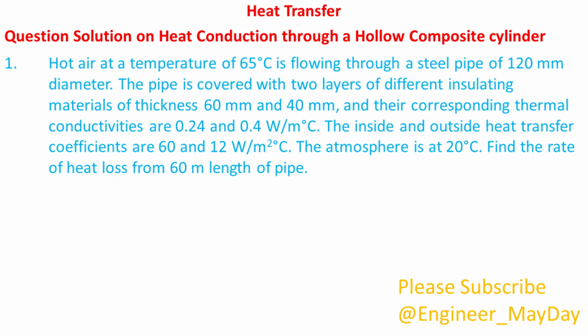Let's tackle this question. Hot air at a temperature of 65 degrees Celsius is flowing through a steel pipe of 120 mm diameter. The pipe is covered with two layers of different insulating materials of thickness 60 mm and 40 mm. And their corresponding thermal conductivities are 0.24 and 0.4 watts per meter per degree Celsius.